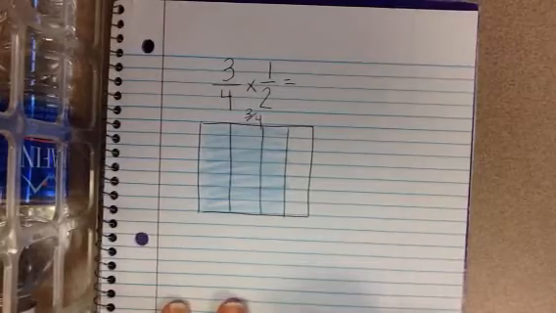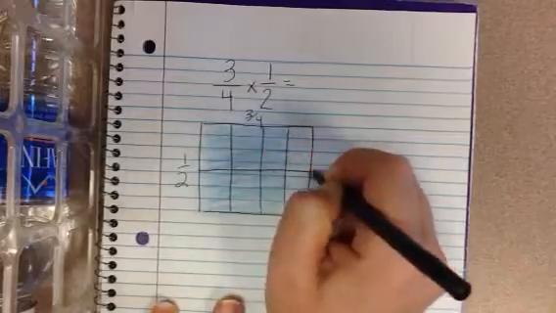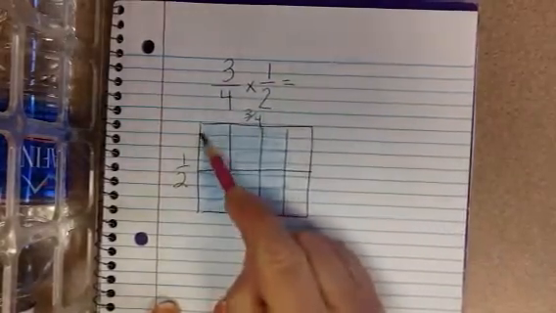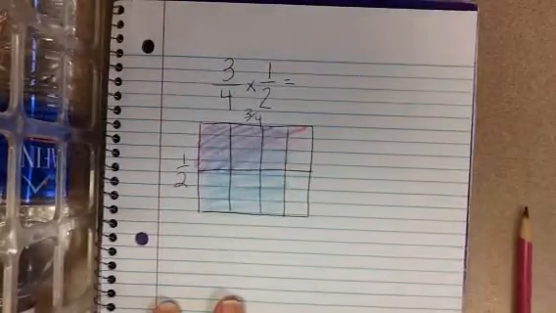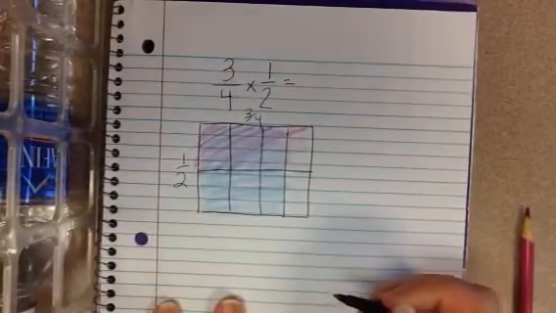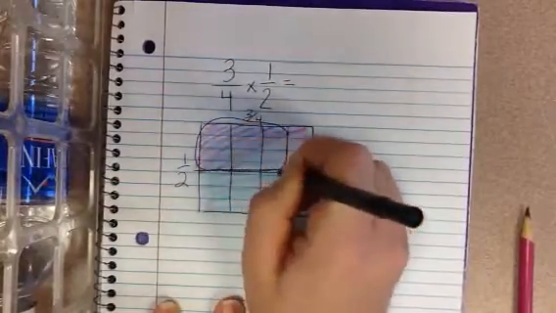3/4 of my room is carpeted. My other fraction goes the other direction. Half of it has chairs on it. Which one is double shaded? Which is both blue and pink? These. These are both blue and pink.